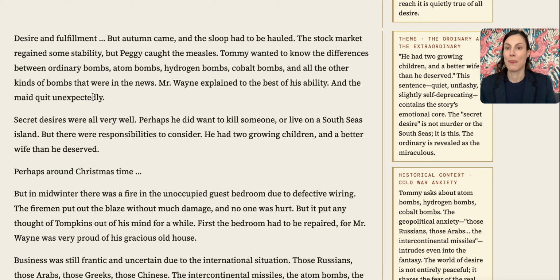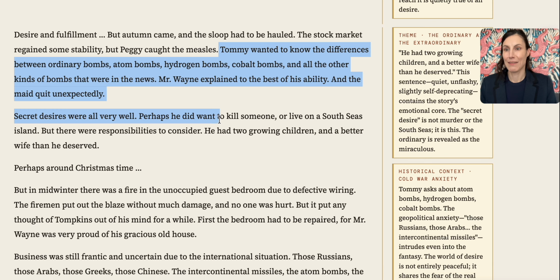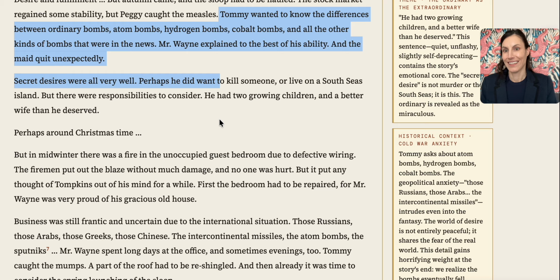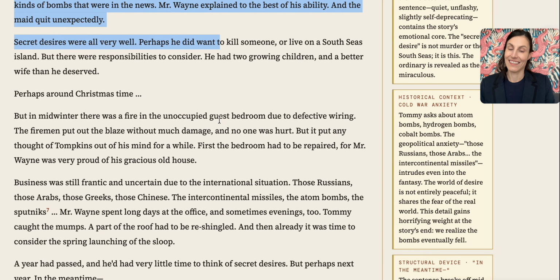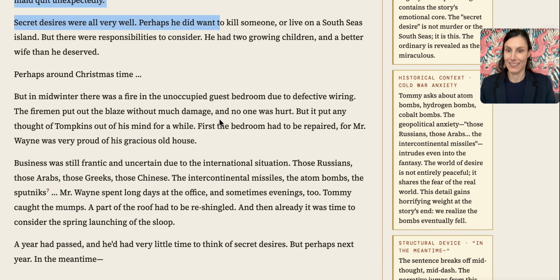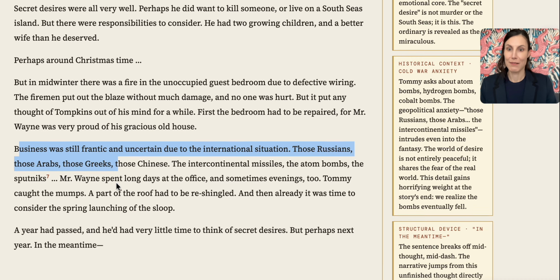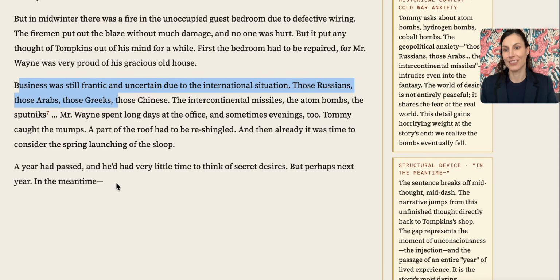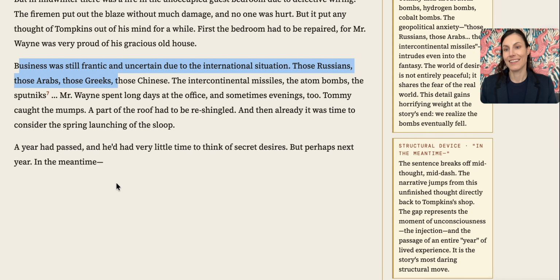At the very start. So also, this is a weird thing that his son is asking about all these different types of bombs. You could say that this definitely shows the Cold War theme here, that atom bombs, hydrogen bombs, cobalt bombs, all kinds of bombs were in the news, leading to this anxiety that there is certainly some geopolitical tensions taking place in the world. And here, more talk about the intercontinental missiles, atom bombs, Sputniks. Sputniks would have been a Soviet Union type of satellite.